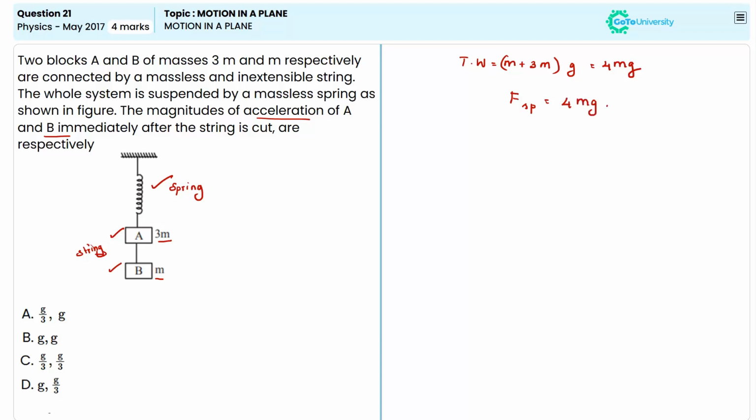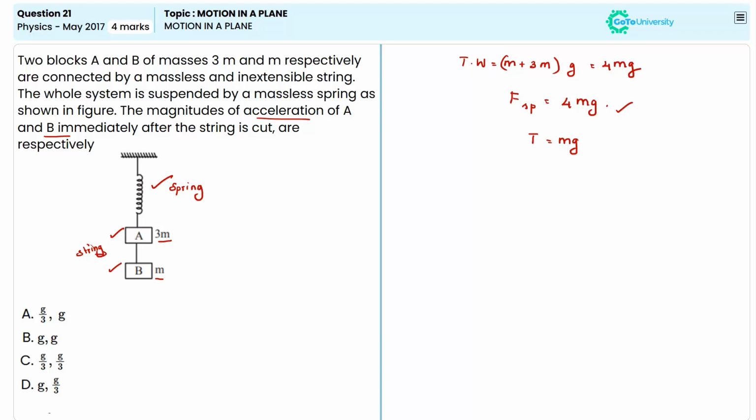And here there will be the tension as well. So the tension in a string is written as T equals mg in general, and it must support the weight of block B. So when the string is cut, what will happen? The blocks are no longer connected. So we can analyze the force acting on each block independently. The spring force is initially 4mg, as the spring does not instantly adjust.